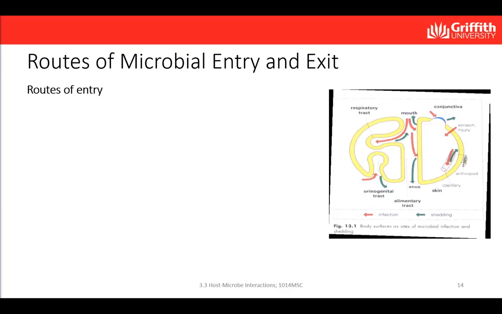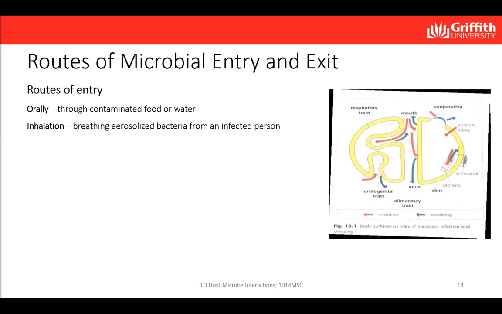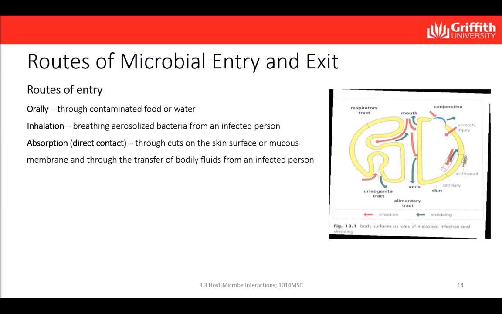There are many ways for a disease-causing organism to enter and exit our body. Microbes can enter our body orally, by ingesting contaminated food and water, or by breathing aerosolized bacteria when an infected person coughs or sneezes, or by absorption through cuts on the skin or mucous membranes, and through the transfer of bodily fluids from an infected person. Or it could be by direct injection of an organism into the body, by vectors such as mosquito bites.